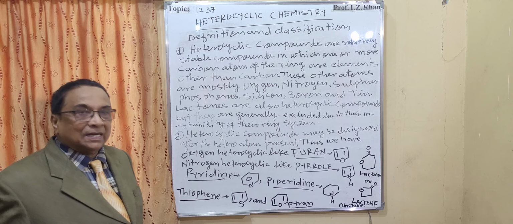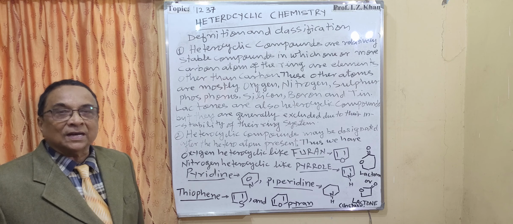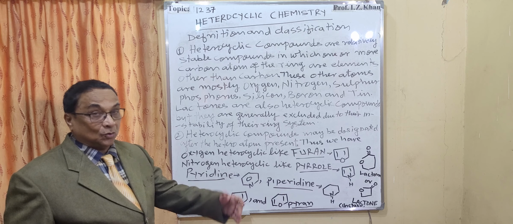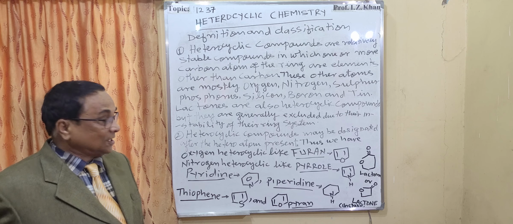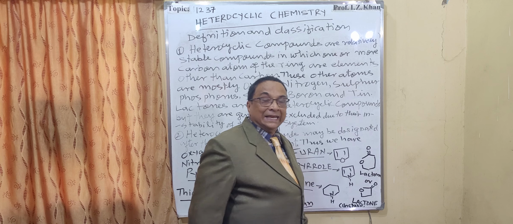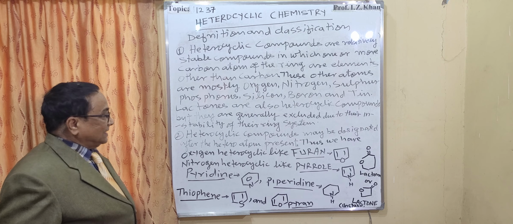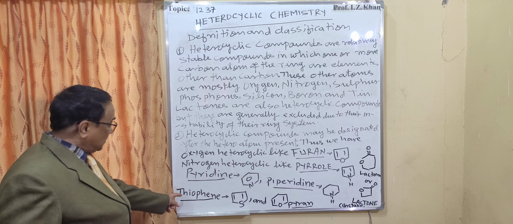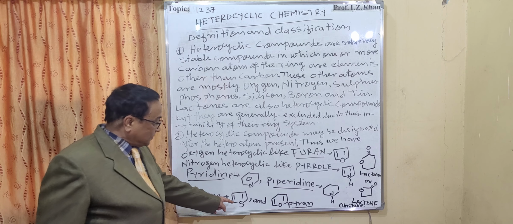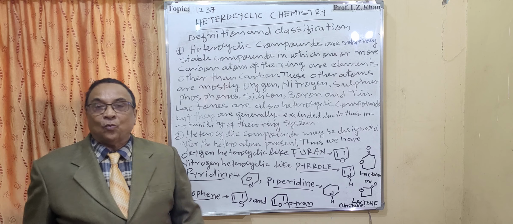In the case of nitrogen heterocyclic, we have a very important compound called pyrrole, and I have already told you it is very important from a physiological point of view, where one of the carbons is substituted by nitrogen in a 5-member ring. Then the other one, that is your 5-member ring, is where one of the carbons is substituted by sulfur. Once it is substituted by sulfur, the name of that 5-membered heterocyclic compound is thiophene.